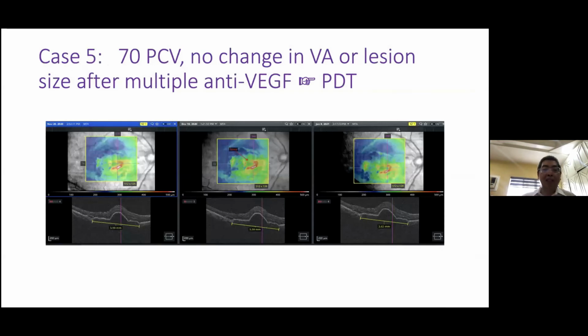So case 5 is a 70-year-old patient with PCV. He had a pigment epithelial detachment, and we gave him 3 or 4 anti-VEGF injections. But as you can see here from the graph, we can measure the size of the PED. And even after anti-VEGF injections, you can see that there was no change actually in the PED diameter. So because of this, we told the patient anti-VEGF probably would not work for him. So the patient instead was shifted to photodynamic therapy.